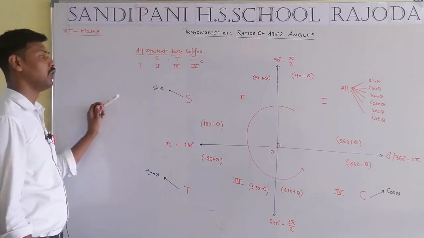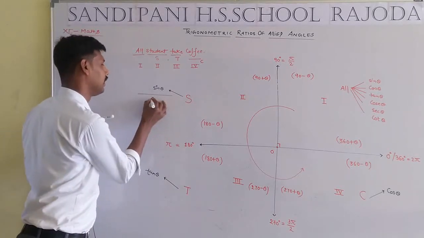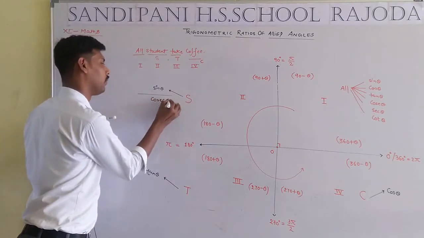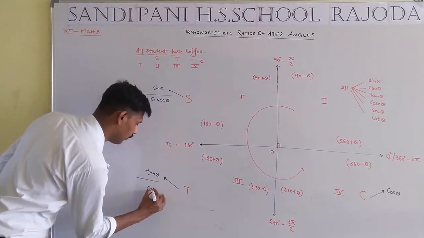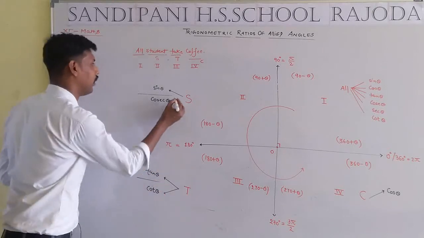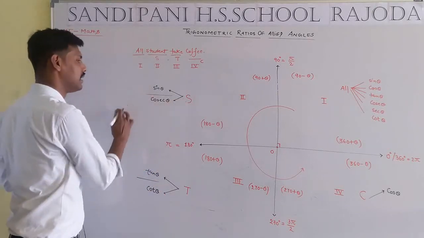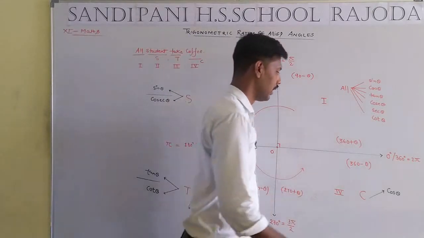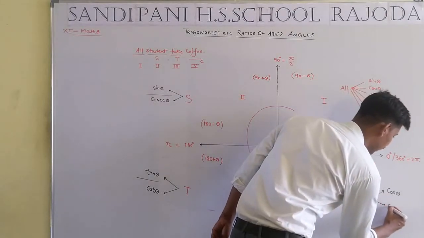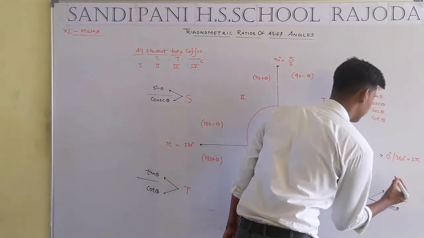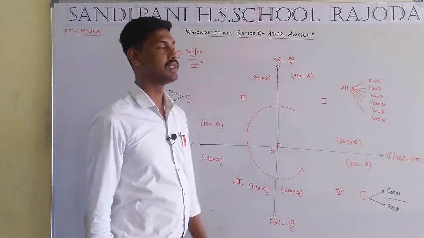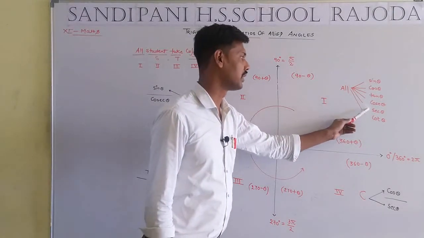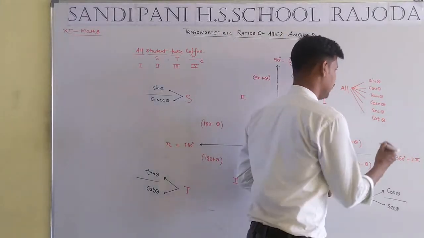What is the reverse value of sin theta? Sin theta is equal to 1 upon cosec theta. Similarly, cot theta is equal to 1 upon tan theta, and C for cos, the reverse value of cos theta is sec theta. In the first part, all the ratios sin theta, cos theta, tan theta, cosec theta, sec theta and cot theta are positive.